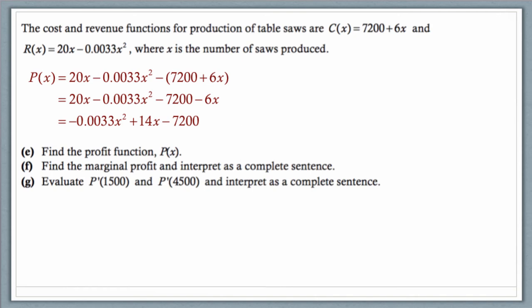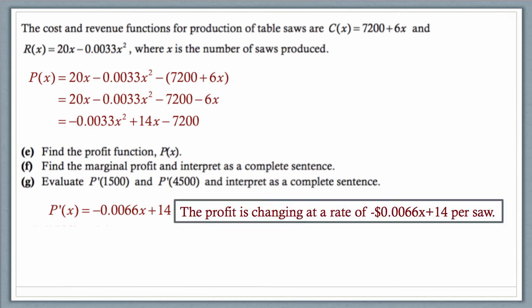From here, we can find the marginal profit by taking the derivative of the profit function. So we get negative 0.0066x plus 14, which means that the profit's changing at a rate of negative 0.0066x plus $14 per saw. Next, we're going to evaluate P prime of 1,500 and P prime of 4,500. We already know what to expect based on what we saw visually on our graph.